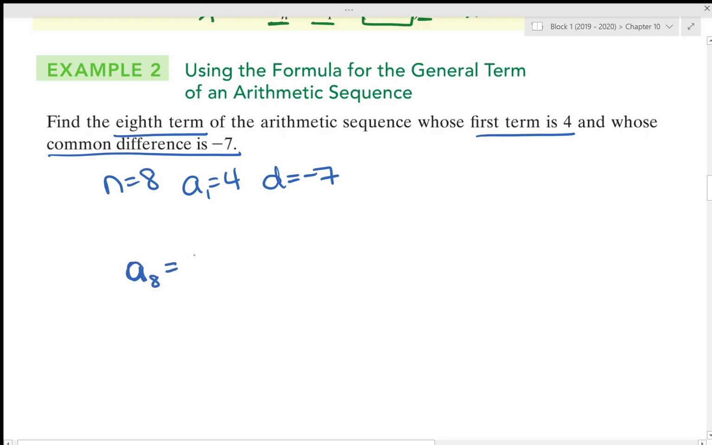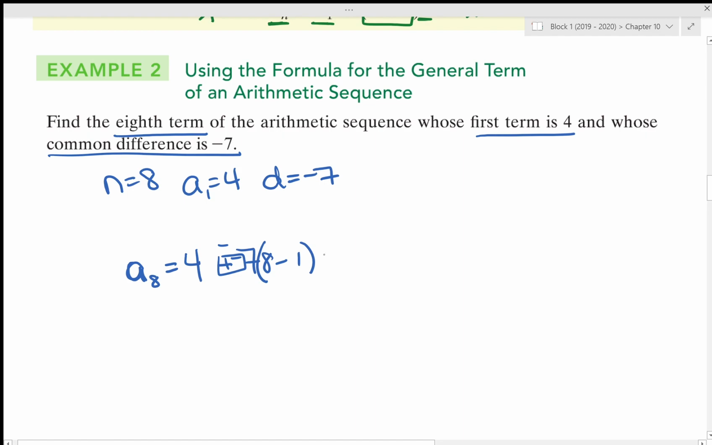equals my first term plus, if you want to write it like where the common difference n minus 1 times, you could write it that way, it doesn't matter. The d can come before the parenthesis or after. At the end of the day, you're still going to multiply. So my a of 8, well, the n is 8, right? My common difference is negative 7, so plus negative is minus, and my a of 1 is 4.